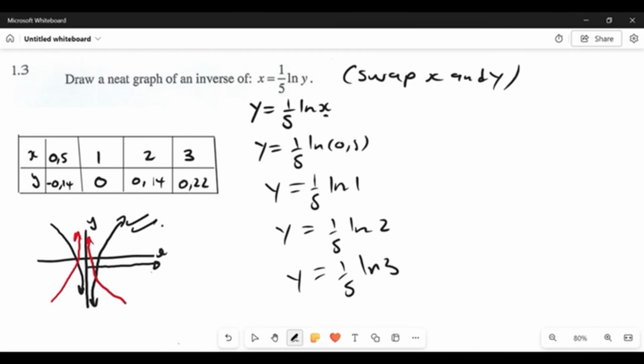As you can see now, we have all the points. Now we can start sketching the graph. So let me erase this.